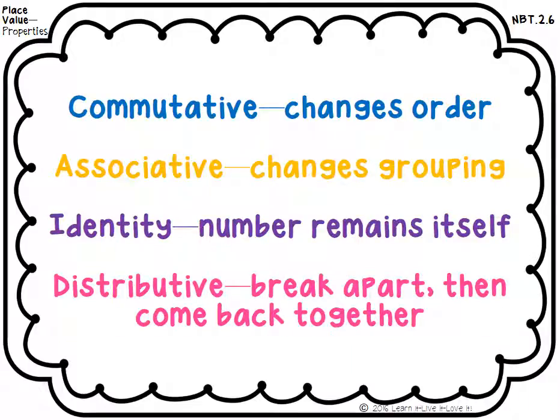Okay, just to recap, commutative property changes the order, whether it be multiplication or addition. The associative property changes the grouping, again, whether that be multiplication or addition. In the identity property, the number remains itself. With addition, any number plus 0 is that number. With multiplication, any number times 1, it's still that number. And then the distributive property, that's for multiplication, you break a factor apart, multiply it by the other factor, then bring it back together and add those two separate products from the factor you broke, distributed.